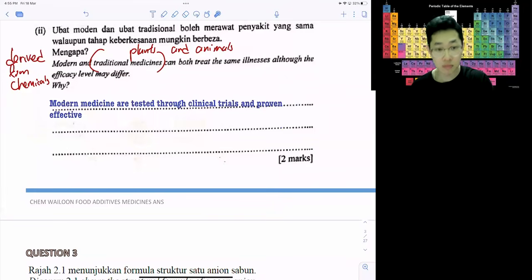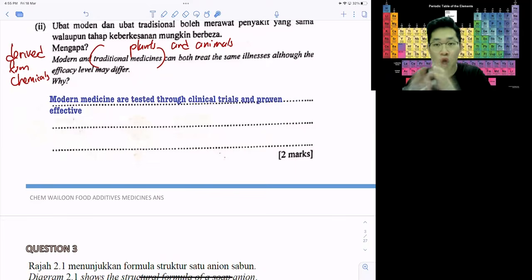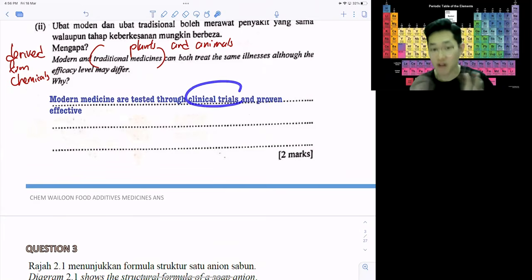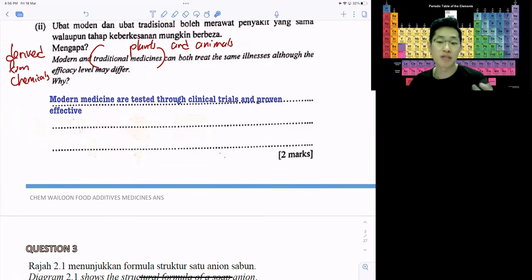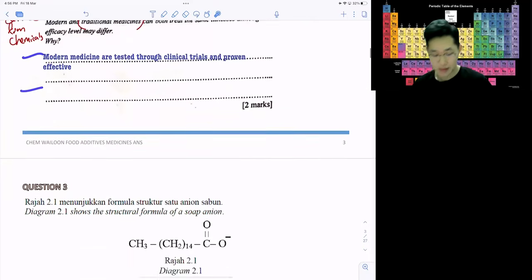Modern medicine is proven effective, but traditional medicine has no proven efficiency. It's just from what people say, there are no clinical trials. Most of them don't have it. Like they tell you that eating ginseng is good for your body, but no one knows. Okay, so this one and then the other one is the opposite. I will give you the answer. Don't worry.